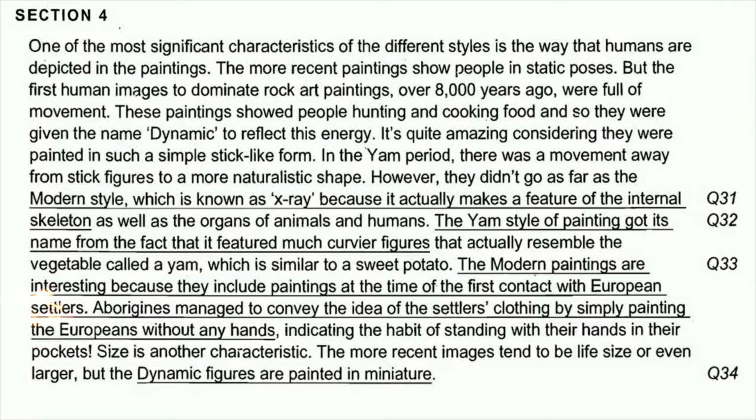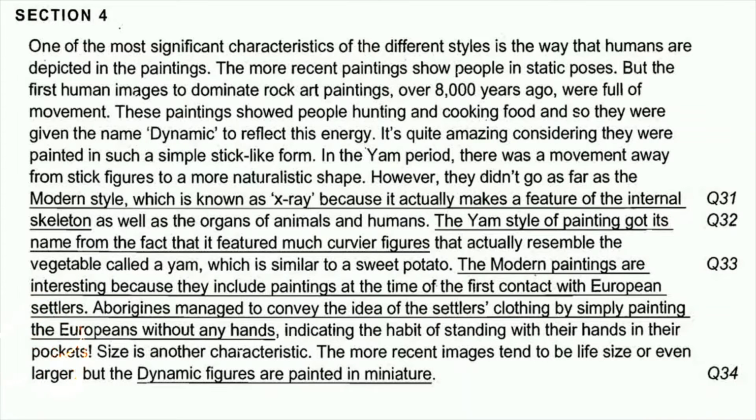In the yam period, there was a movement away from stick figures to a more naturalistic shape. However, they didn't go as far as the modern style, which is known as X-ray because it actually makes a feature of the internal skeleton as well as the organs of animals and humans. The yam style of painting got its name from the fact that it featured much curvier figures that actually resemble the vegetable called a yam, which is similar to a sweet potato.